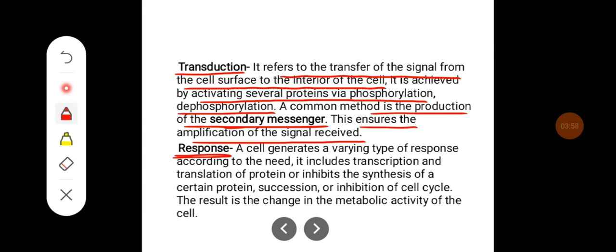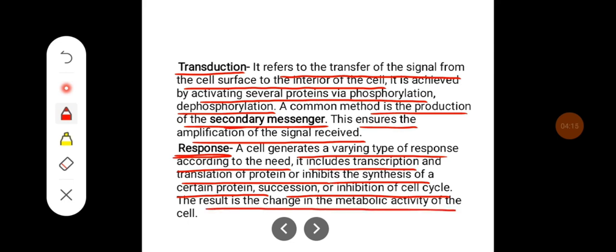A cell generates a varying type of response according to the need. It includes transcription and translation of the protein, or inhibition of the synthesis of certain proteins, secretion, or inhibition of the cell cycle. The result is the change in the metabolic activity of the cell.